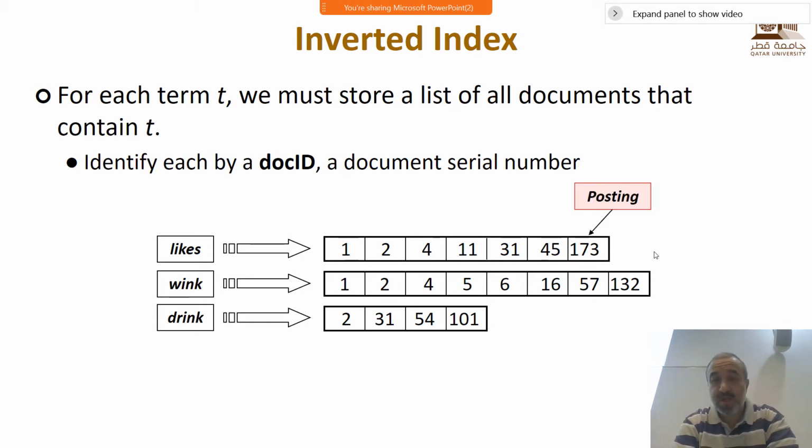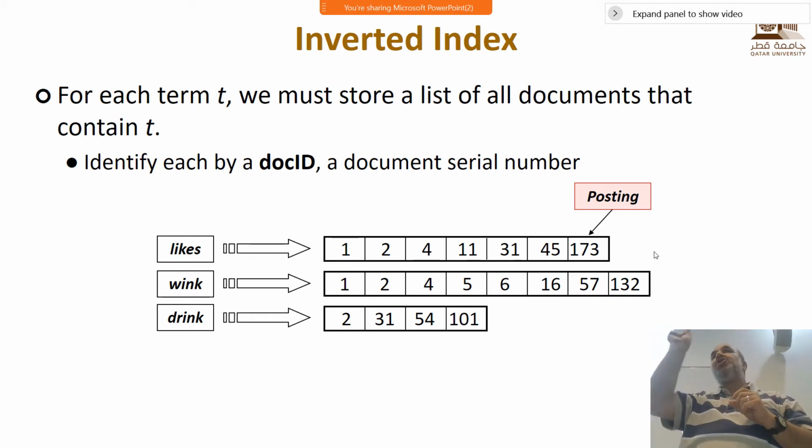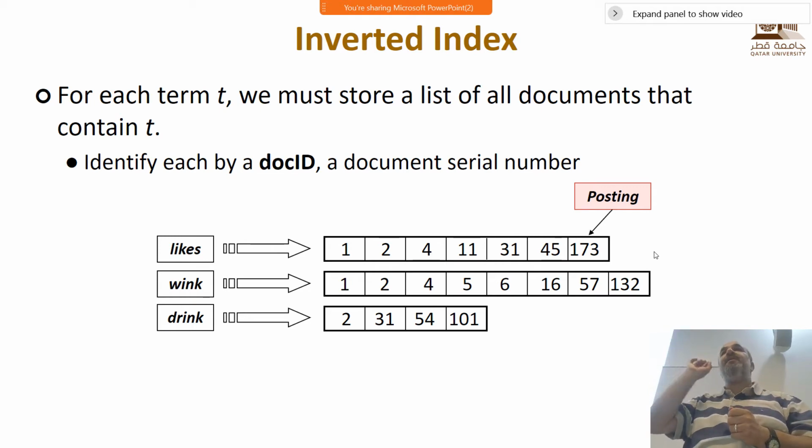Now, some very important definitions. You can think of this list as a linked list for each term. Each element in this linked list, we call a posting. Each posting refers to one document with respect to that term.